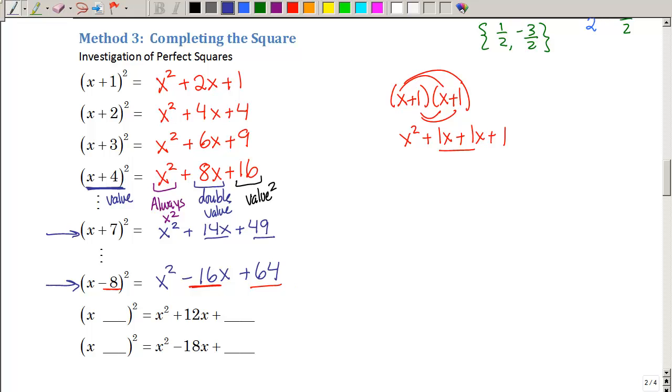So now we've done a little investigation on perfect squares. The last two problems are really what we're trying to get to. I want to see if you can look at the first two terms of the expansion of the perfect square and see if you can fill in the blanks. Pause the video and see if you can fill in the blanks.